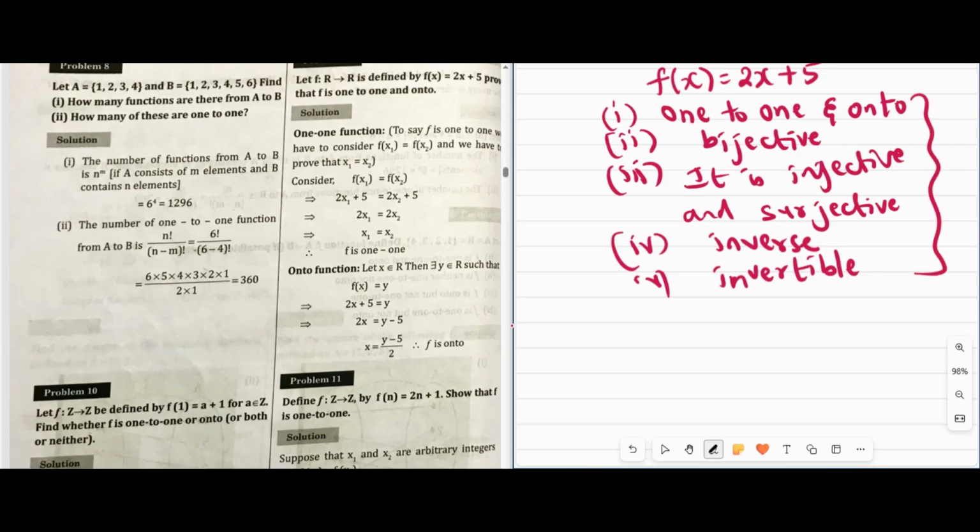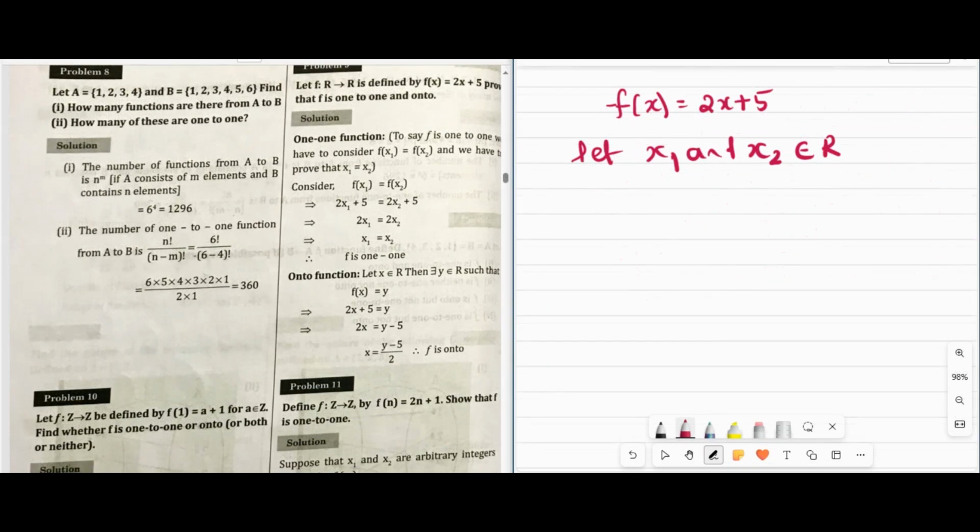Okay, what will be the solution? It's a very important question. So how to find this? Whether it is 1-1 and onto, or bijective, or injective, or surjective, or inverse and invertible. It's very simple to see.